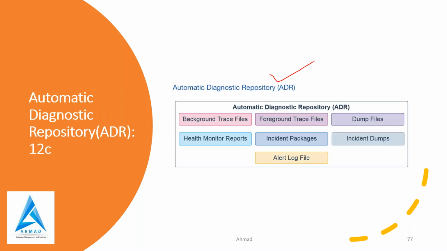Now ADR was introduced in 11g. It includes background trace files, health monitor reports, foreground trace files, incident packages, dump files, incident dumps, and the alert log file. So this is particularly a tool, ADR, ADRCI. If you enable that, you will get the prompt in your database. In the ADRCI tool, you can manage these files easily, and this is for reporting purposes. This is a very handy tool which was introduced in 11g.